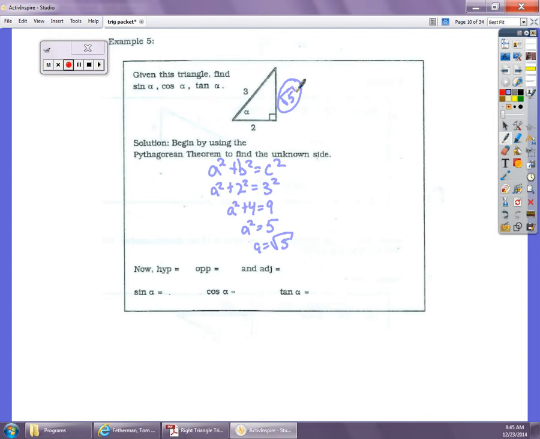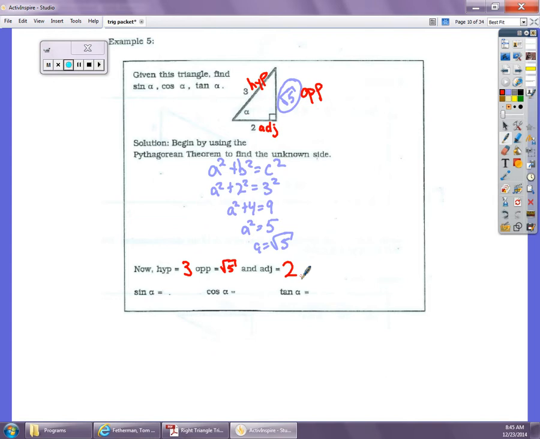So given our angle, we can say that this is adjacent, this is the hypotenuse, and this is opposite. So now we know the three different sides, what they all are. And now we can figure out, the hypotenuse is 3, opposite is the square root of 5, and the adjacent is 2. So we label them all in.